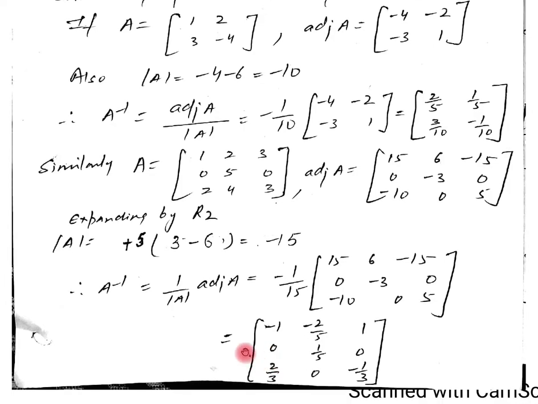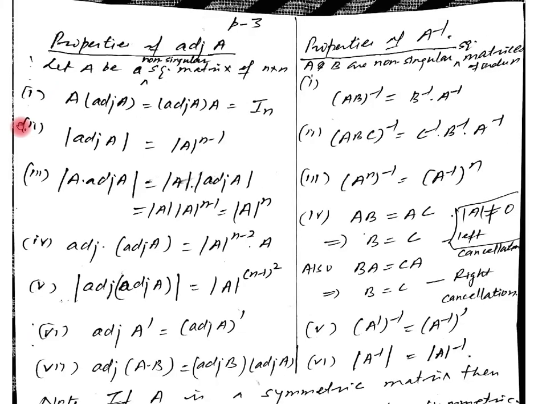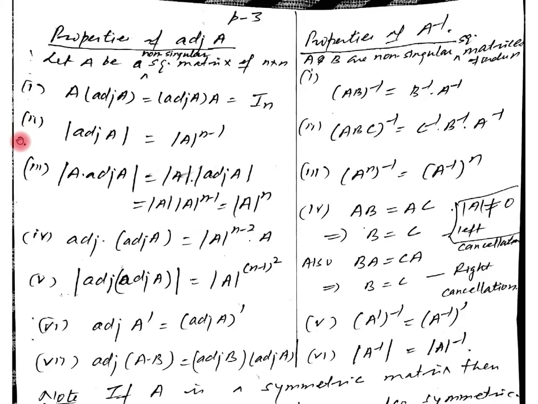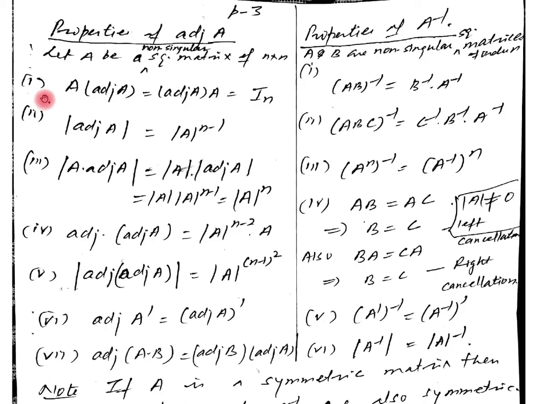So this is the simple way to find A inverse and the adjoint. Now just listen: the cofactor of the elements of a square matrix, the adjoint of a square matrix, and the inverse of a square matrix, all these three things are very much related to each other. Now let us see some properties of the adjoint of A and properties of A inverse. They are sometimes helpful in solving questions. The proofs are given in the book. We can go through the proofs later on.